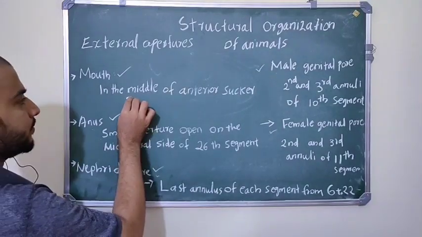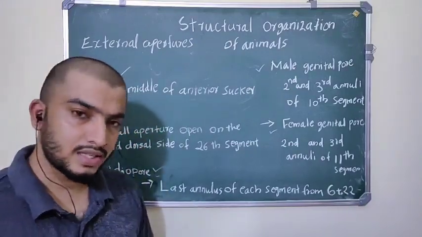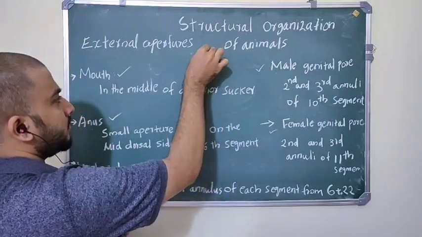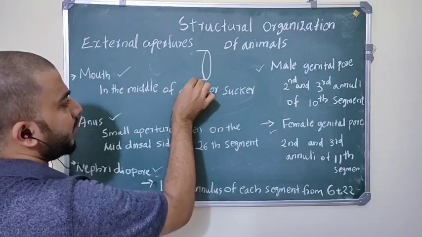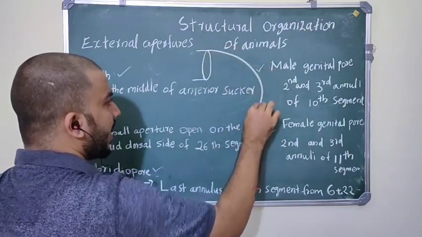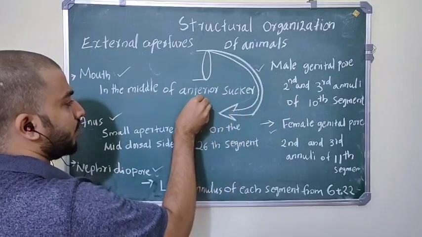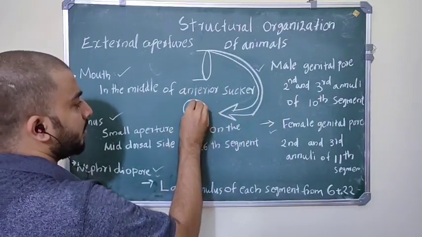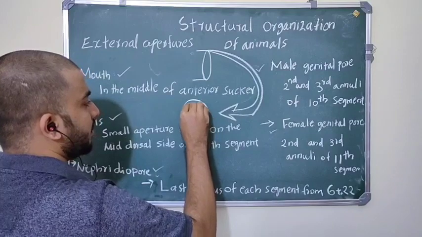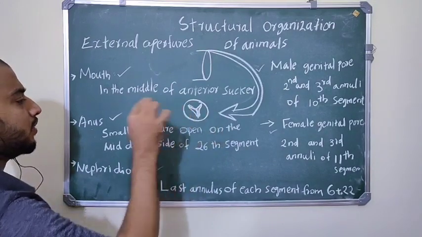So first of all, the mouth. The mouth is present in the middle of the anterior sucker. Last class we discussed the anterior and posterior sucker. At the anterior end of the leech, the anterior sucker forms; at the posterior end, the posterior sucker forms. So the mouth is found in the middle of the anterior sucker. In cross section of the anterior sucker, the mouth is located like this, and opens Y-shaped.